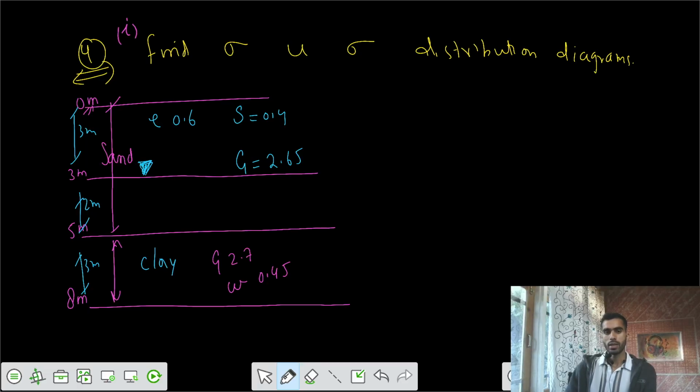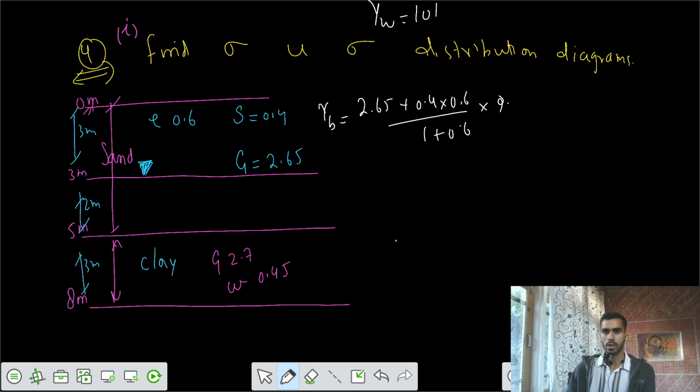From these data we need to calculate the unit weights. The sand above the water table would be in a bulk condition, so the bulk unit weight equals (G plus SE) by (1 plus E) into gamma W. We can substitute gamma W as 10 kilonewton per meter cube. So the final value of bulk unit weight is 18.06 kilonewton per meter cube.